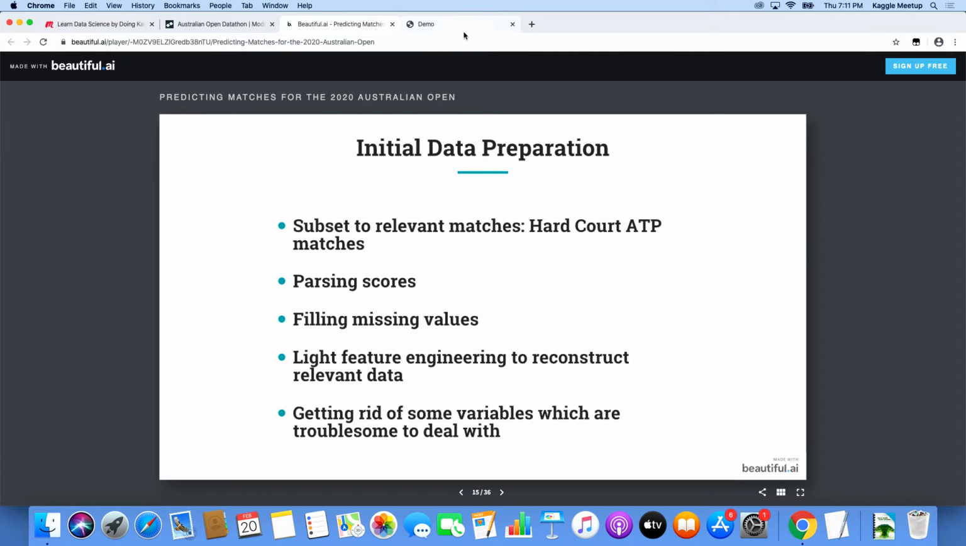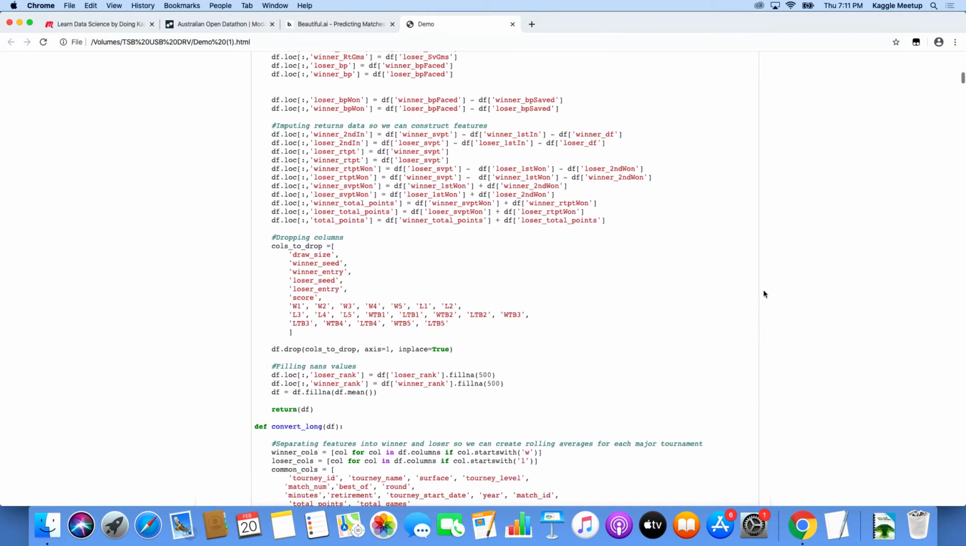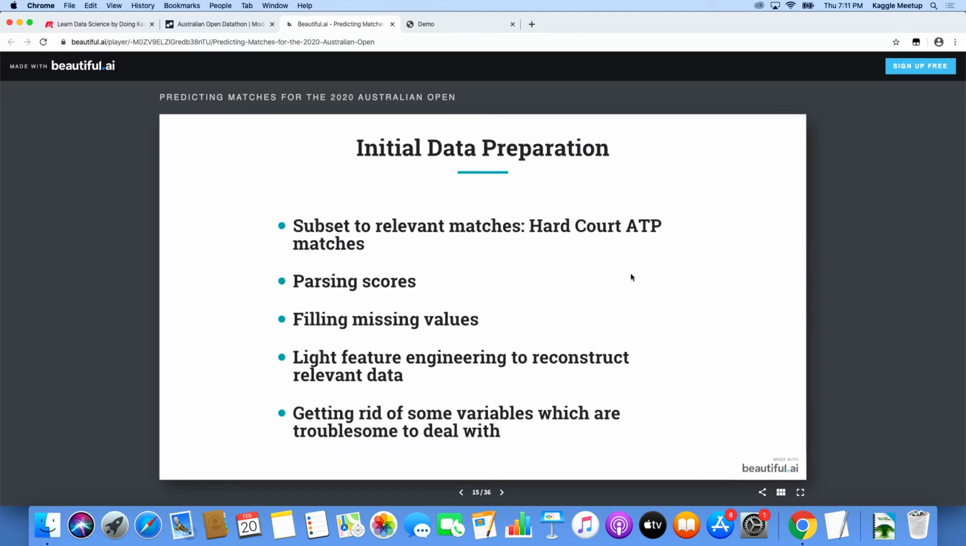Also doing some light feature engineering to reconstruct data. That's what all this is doing. One of the disadvantages about the Deuce data set is that it doesn't explicitly contain information about returner performance, but you can infer that because you know what the server is doing. Whereas the Betfair data lays it out both explicitly, the Deuce only has explicitly the information on the server, but you can impute it based on their performance. So that's what we're doing there.